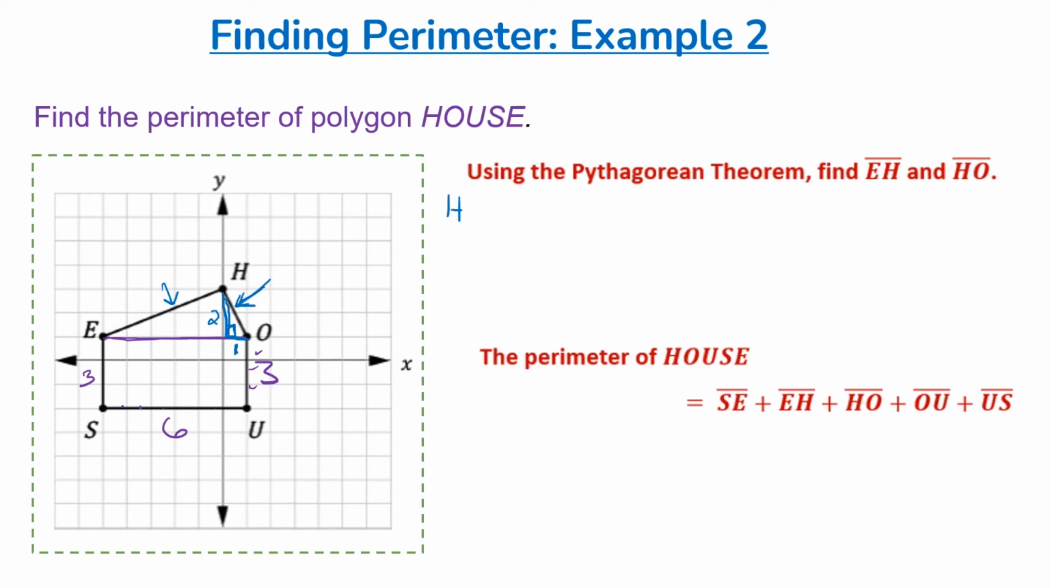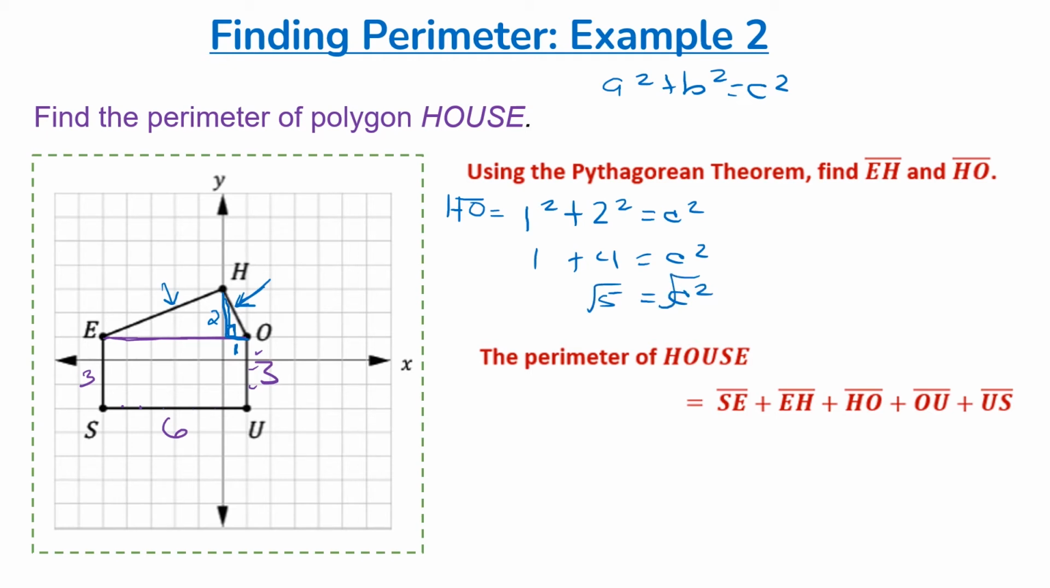So finding HO, or OH. All right, so remember Pythagorean Theorem. So that would be 1 squared plus 2 squared is equal to, I'm going to say C squared. And 1 plus 4 is equal to C squared. And I'm left with the square root of 5 here. And that is approximately 2.24 for C. Next, I want to find EH.